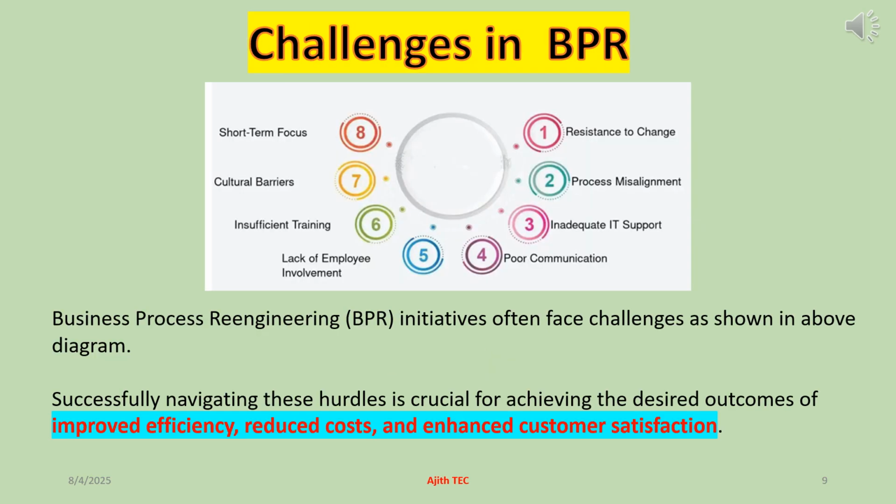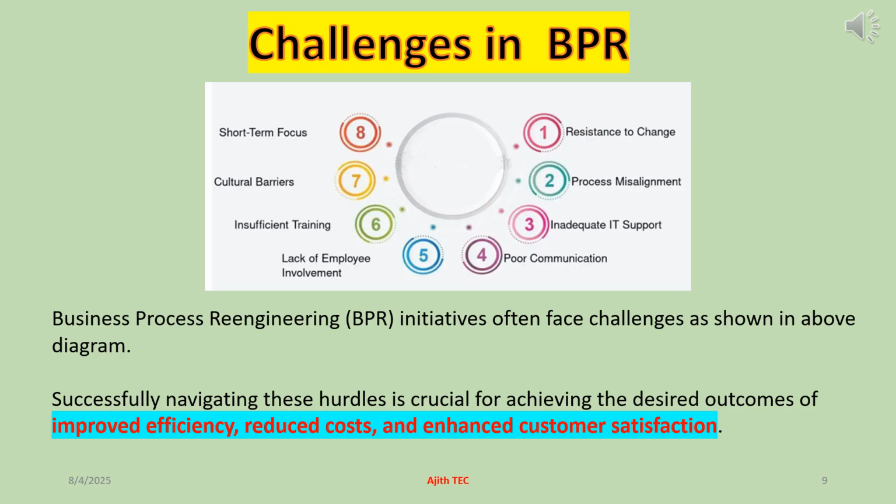Challenges in BPR. Business process reengineering, BPR, initiatives often face challenges, which can be described as follows. Resistance to change. Employees may resist BPR due to fear of job losses, discomfort with new processes, or lack of understanding about the benefits. Process misalignment. Vague goals can lead to confusion and make it difficult to measure success.